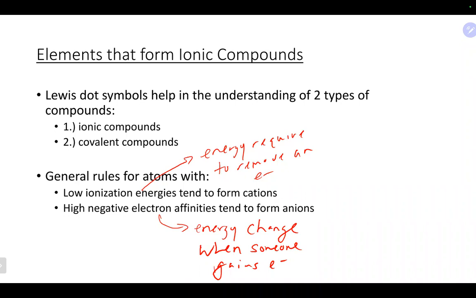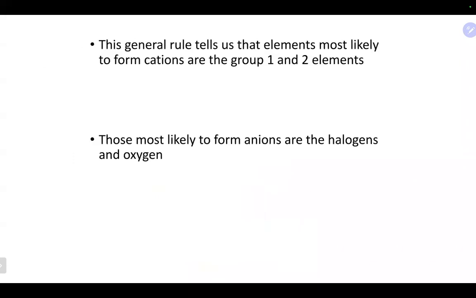Our metals like to not really hang on to electrons. So our non-metals typically form negatively charged ions, and our cations, which are our positively charged ions, usually come from our metals. So the general rule tells us that things in group 1 and 2 will form our positive ions, and things like the halogens, oxygen, all of our non-metals on the periodic table will essentially form our negatively charged ions.